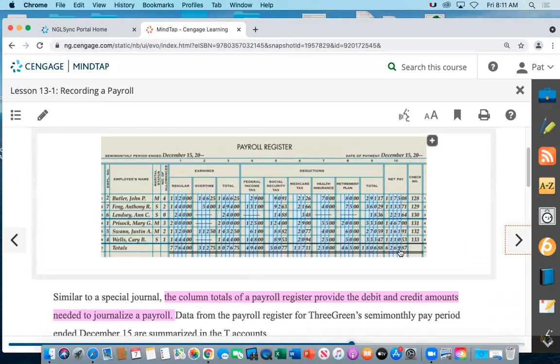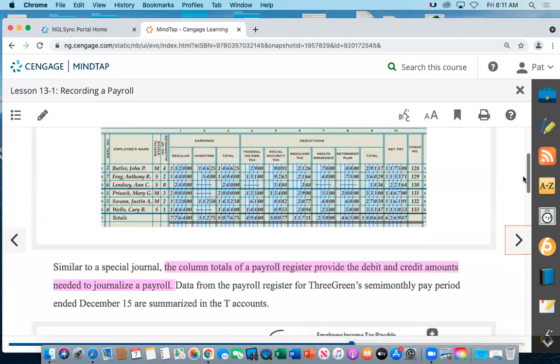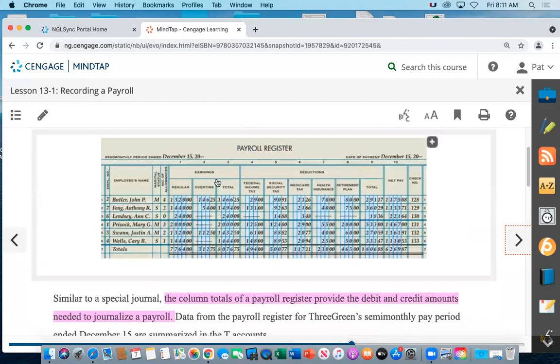You have the cash in there that we're paying, and then you have the salary expense. If you wanted to, the total earnings is considered salary expense. These two, regular and overtime, we don't have anything to do with. Why is that? Because those two combined equal our total, right? So we don't have to do anything with these because this is included in it. So this total is salary expense. Federal income tax is employee income tax payable. We just have payable to all these. And then you have the net pay, which is the cash.